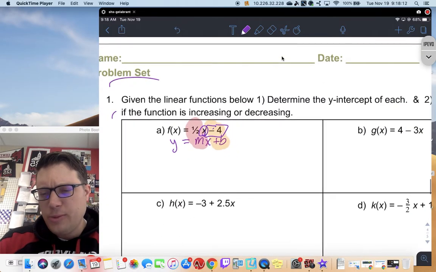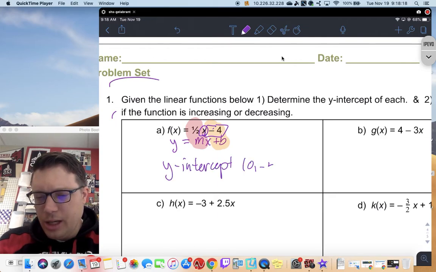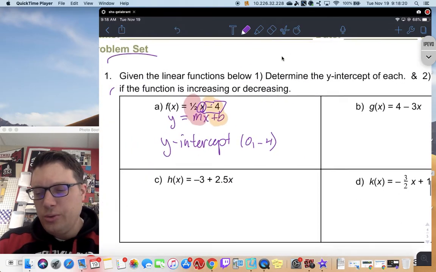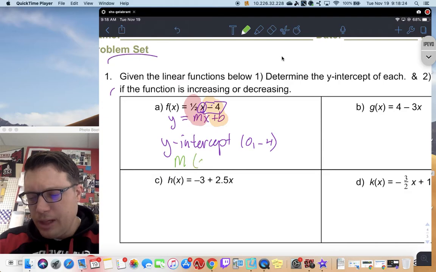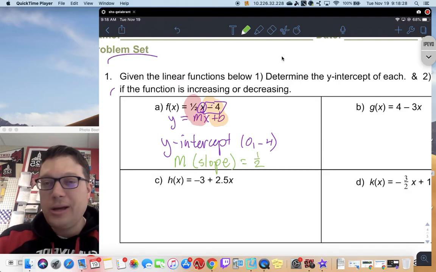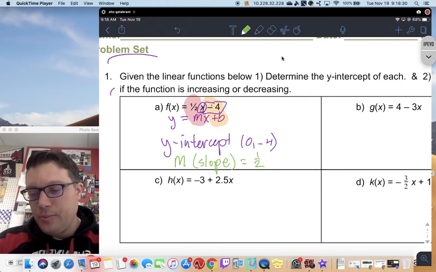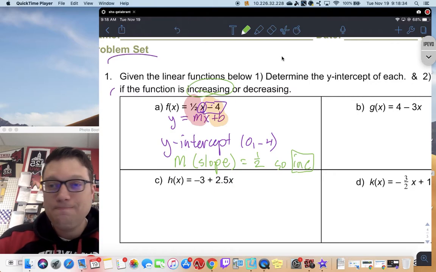Answer the question. Determine the y-intercept. The y-intercept is (0, -4). And two, state the slope. M, meaning slope, is 1/2. And because that's a positive value, it's increasing. So increasing. That's really it.